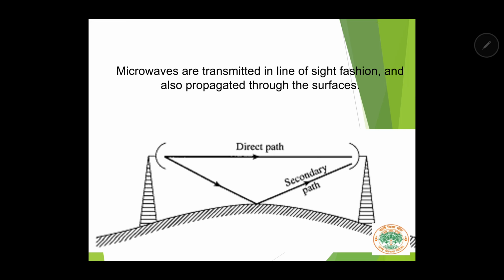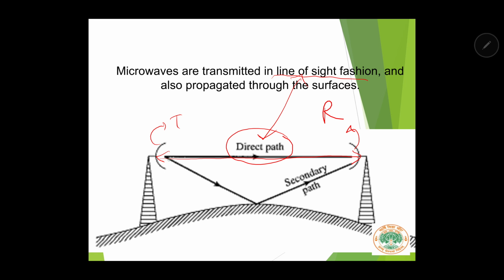In case of microwave communication, communication can happen in line of sight fashion, and also they can propagate through the surfaces. Now what is the meaning of line of sight? Line of sight means the direct path. So this is the transmitter, this is the receiver. If both of these are aligned to each other, and the signal is transmitted directly, it is known as the direct path, and it is also known as line of sight fashion.